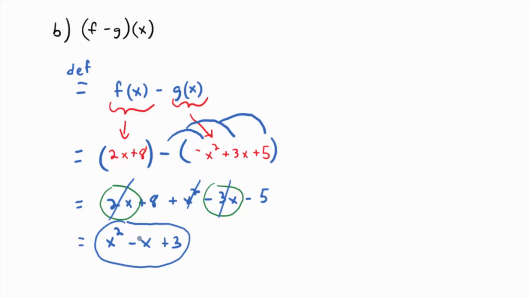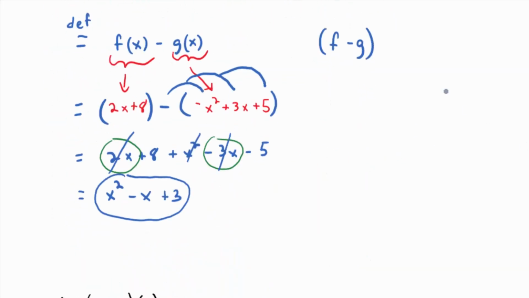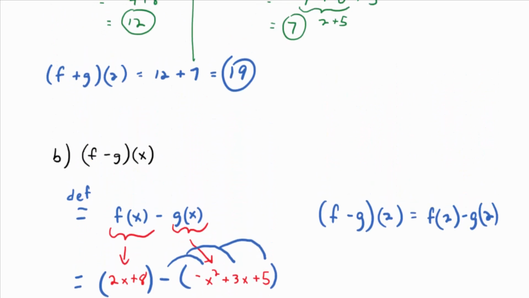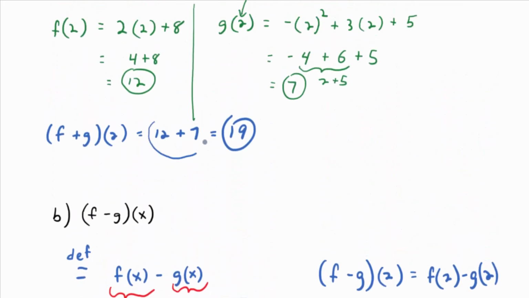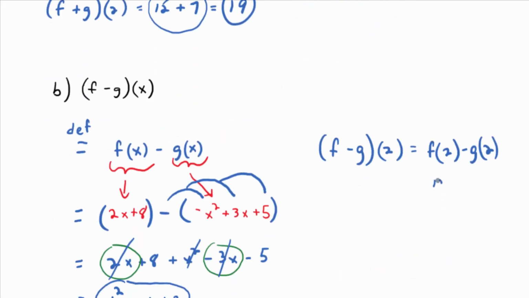So if you had a specific input, say, what was the input in the last one? Was it 2? Let's say you wanted to find f minus g of 2. Then you could do it one of two ways. You could use the definition and say, oh, f minus g of 2 is f of 2 minus g of 2. And we already know what those are. What did those turn out to be from the last example? Those turned out to be 12 and 7, right? So we could take 12 minus 7 and be done. It's quicker because we already knew what it was, right? 12 minus 7 is 5.